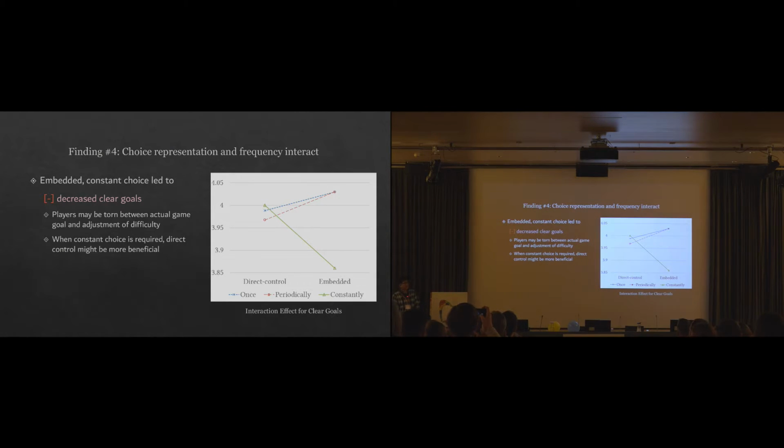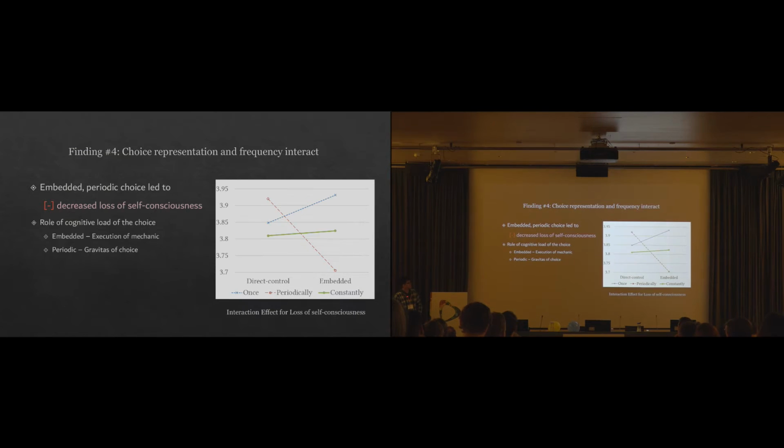So this is the most interesting finding of our paper, is that if you use both together, meaning where you put the choice and how frequent you provide choice, there's actually an interaction effect. So as you can see, if you have embedded and constant choice, which is this one, right, instead of having improved clear goals, you will basically have a very large drop. Right, so we speculate then that the players might be actually torn between trying to play the actual game and figuring out, should I be making a difficulty adjustment at this point of time? So when constant choice is required, if you needed to use it, you might want to consider direct control instead because of this drawback.